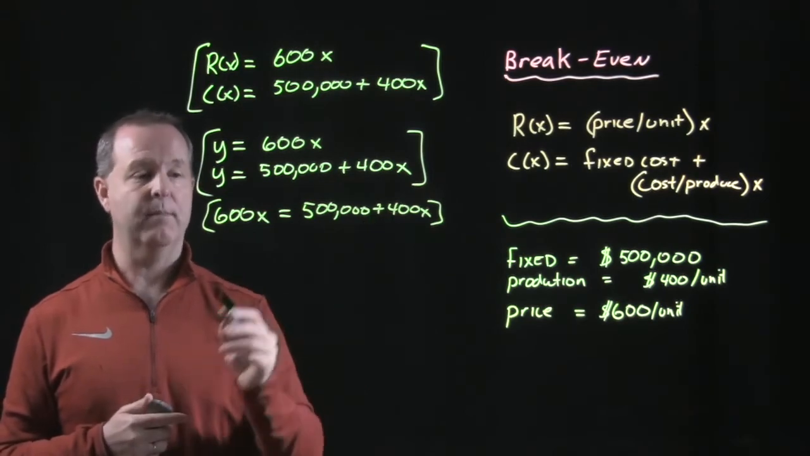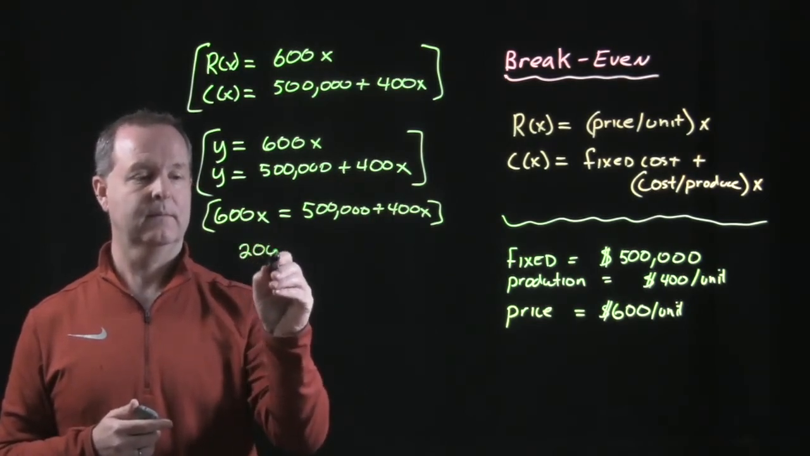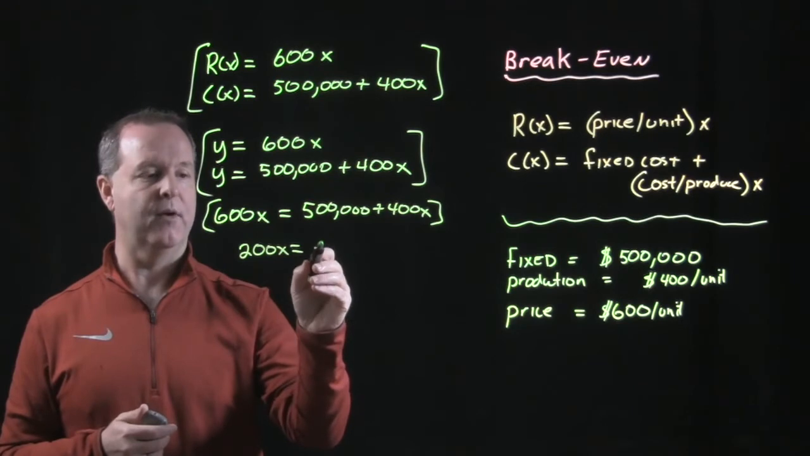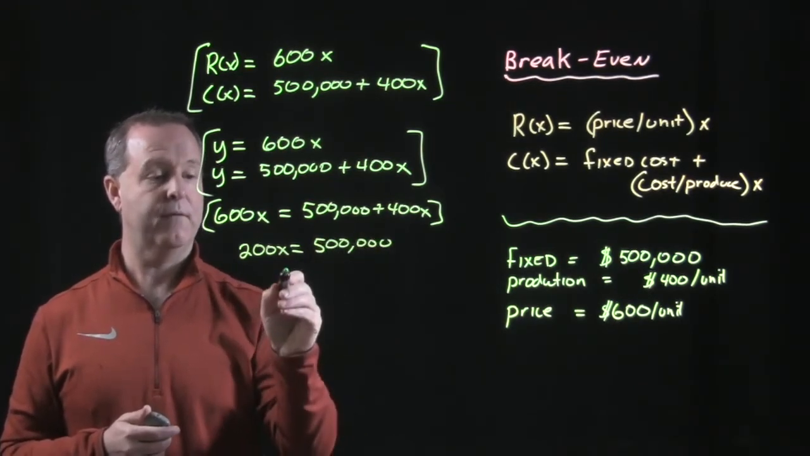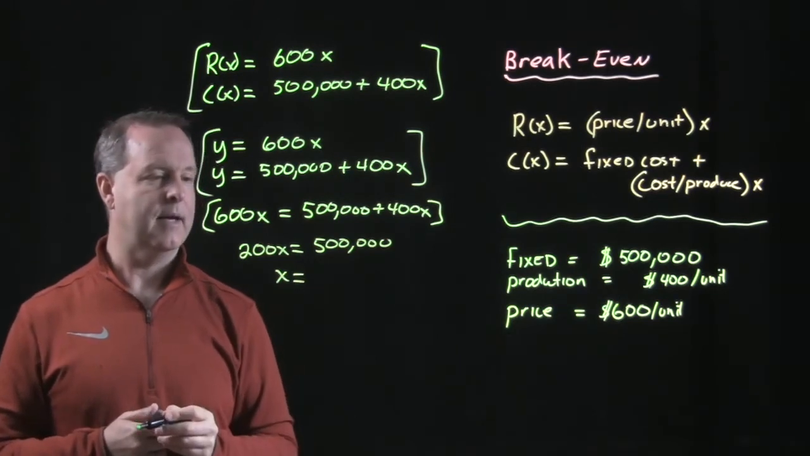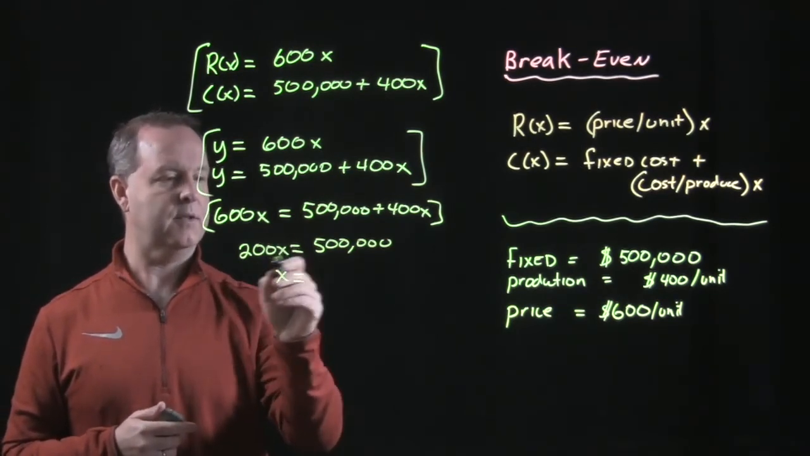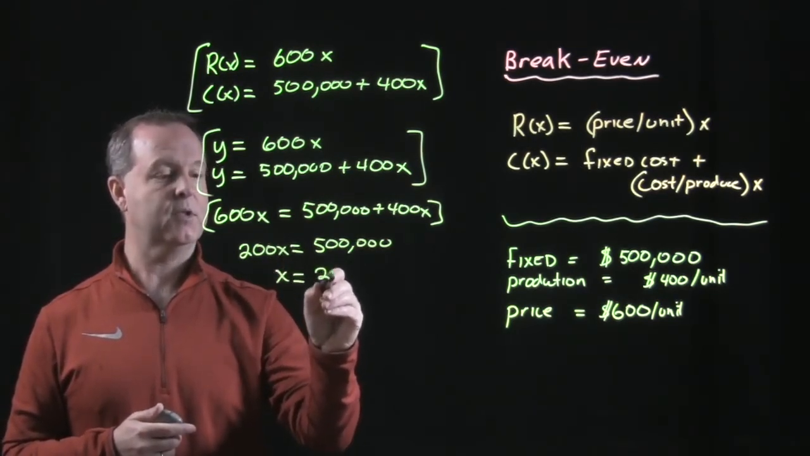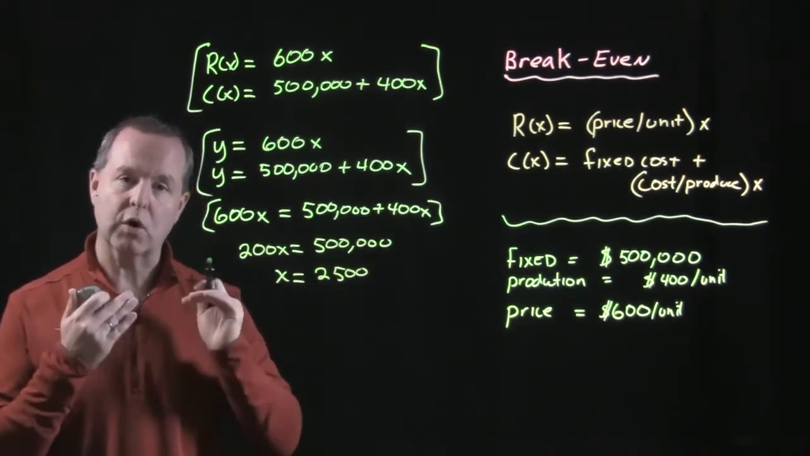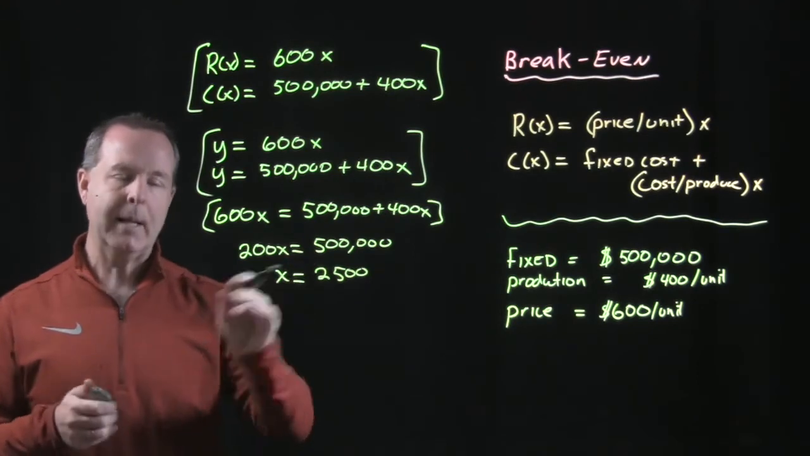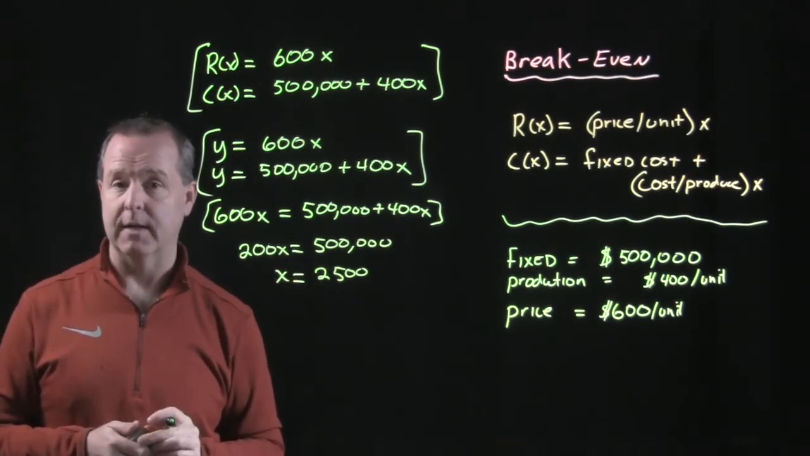So let's subtract 400x from both sides. Solve for x, and that equals, cross out the 2 and 5,000, that equals 2,500 units. So my break-even point will occur after I produce 2,500 units.